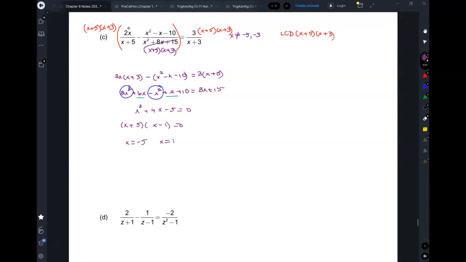Because then you bring the 3x over. So what's wrong with this now? x can't be negative 5, right? Because it's a restriction. So you throw that away because it's the restriction. So the only answer is x equals positive 1.